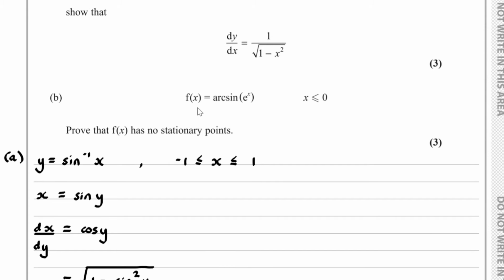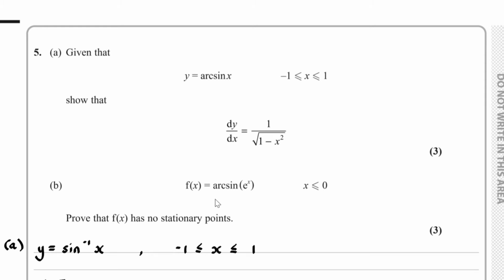Now for part B, we are given that f of x is equal to the arc sine of e to the x, where x is less than or equal to 0. We have to prove that f of x has no stationary points. Well, if we think about how f of x is similar to y, instead of us having an x, we have an e to the x instead. Now because we are concerned with stationary points, that suggests to us we need to differentiate f of x. And we can use the result in part A to help us differentiate f of x.